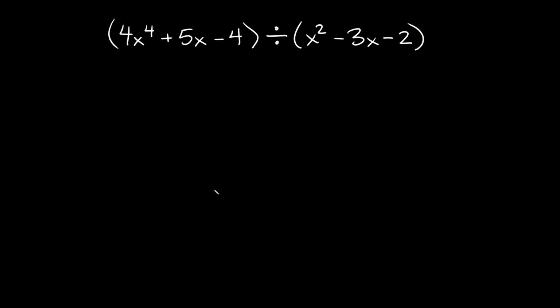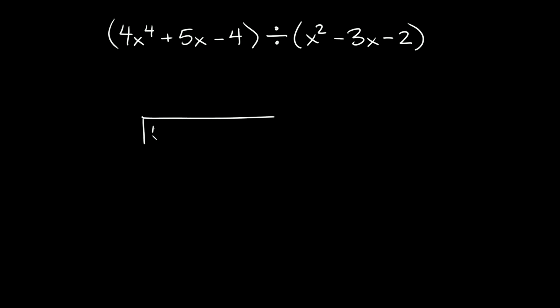All right, so here we have (4x to the fourth plus 5x minus 4) divided by (x squared minus 3x minus 2), okay? So here it's written a little bit differently, but it's the same type of division problem, right? So this is basically our numerator, and this is our denominator. This is the divisor. So if we rewrite this as a long division problem, this is going to go on the inside of our division symbol.